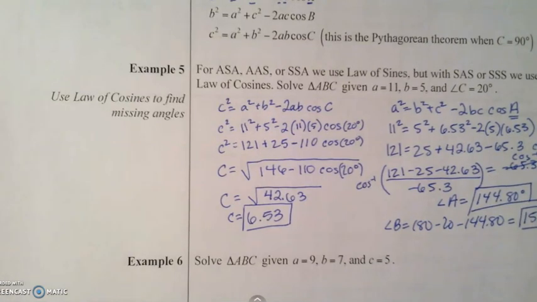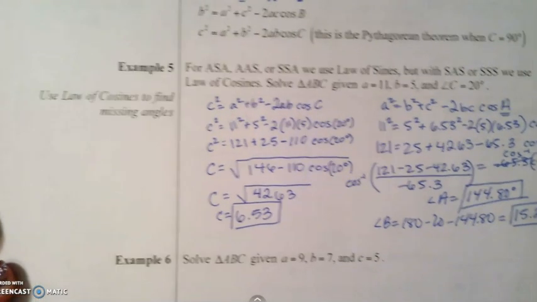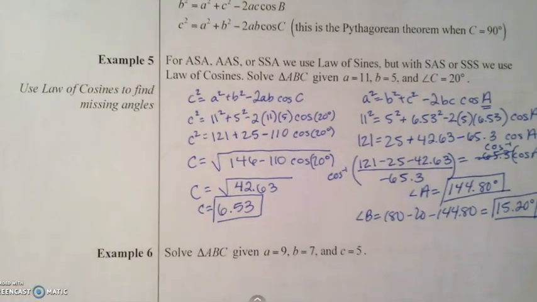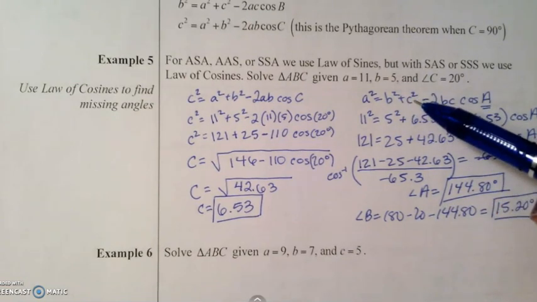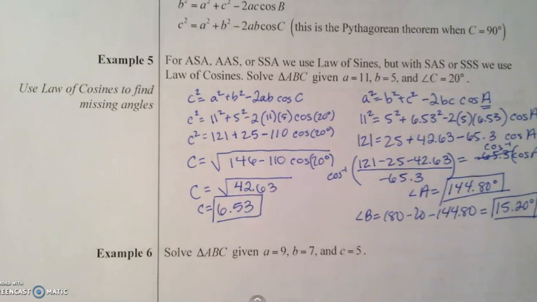To find a third angle, you'll never need to use a law of sine or cosine. We can always just use that angle sum theorem, that the sum of all of the angles of a triangle is 180 degrees. Okay, so notice this second part that we did is the same process as what we would do if we were given all three sides. And that's what we have in example 6.